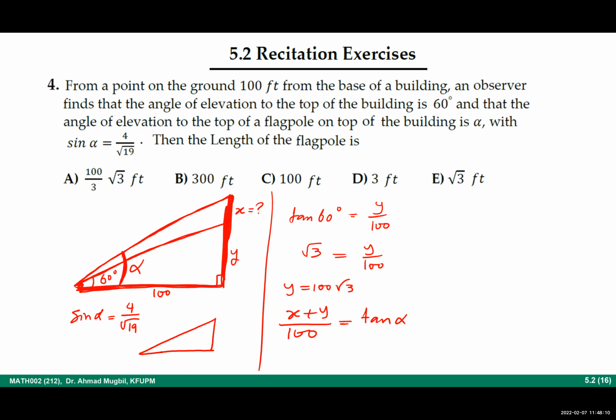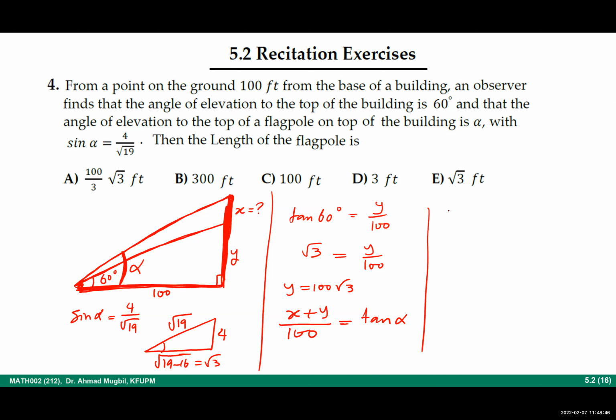We will draw another triangle. Of course, it will be bigger or smaller, the one that we have, with this information. So what we will have here? 4 is what? It is the opposite. And square root of 19 is what? The hypotenuse. We need to find what is this. It will be the square root of 19 squared minus 16, which is square root of what? Of 3. So let's continue now.